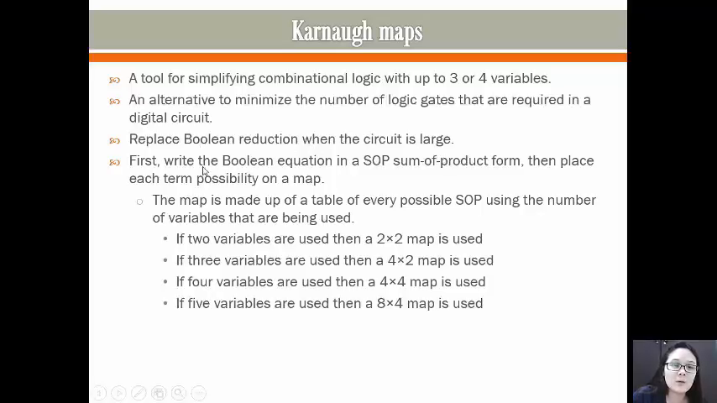So first, when you write the Boolean equation in a SOP, sum of product form, then place each term possibility on the map. The map is made up of a table of every possible SOP using the number of variables being used. If the variable is 2, then a 2 times 2 map is used. If the variable is 3, a 4 times 2 map is used. If 4 variables are used, then a 4 times 4 map is used. If the variable is 5, an 8 times 4 map is used.